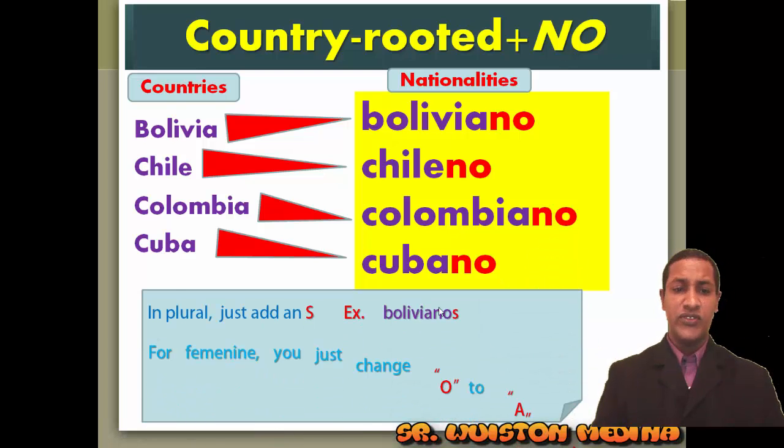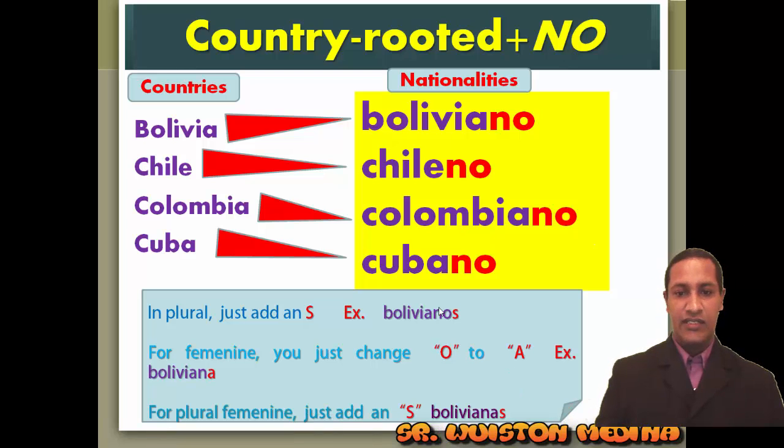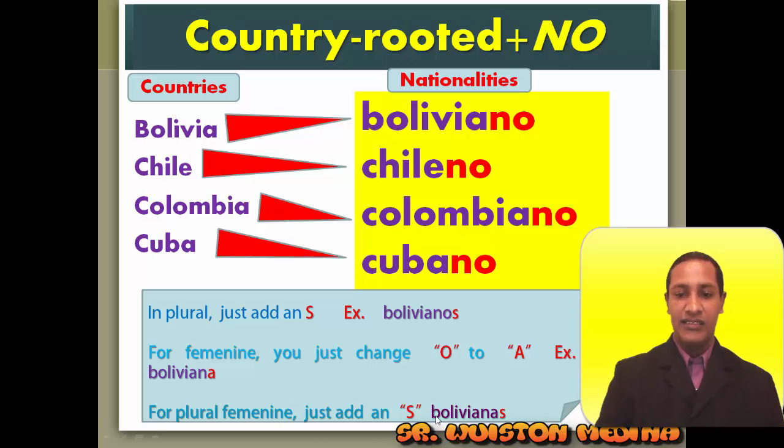In plural, just add an S. Example, Bolivianos. For feminine, you just change O to an A. Example, Boliviana, Chilena, Colombiana, Cubana. For plural feminine, just add an S. Bolivianas, Chilenas, Colombianas, Cubanas. That's easy. So this group keeps the same name of the country and you just add the suffix NO.